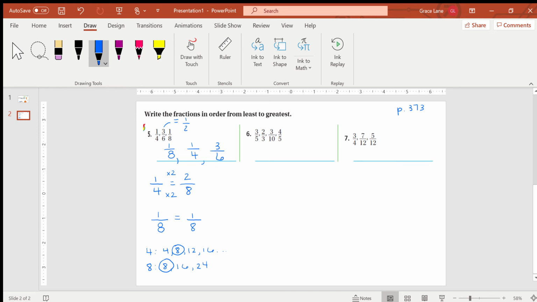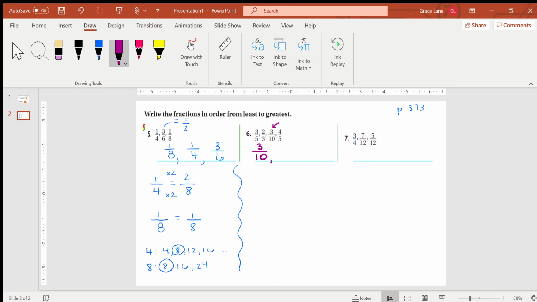Okay, so when you're done with that, I'm going to draw a little line here to separate. Go on to number six. This one has four, no big deal. So look again and see what you notice about these fractions. Again, I can see right away that if you think about your benchmark fraction of 1/2, 3/10 is the only fraction listed that's smaller than 1/2. So I know that 3/10 is the smallest fraction here, because 1/2 would be 5/10.